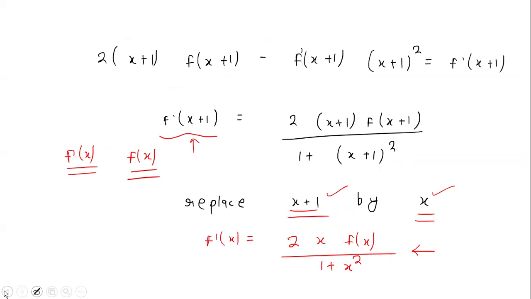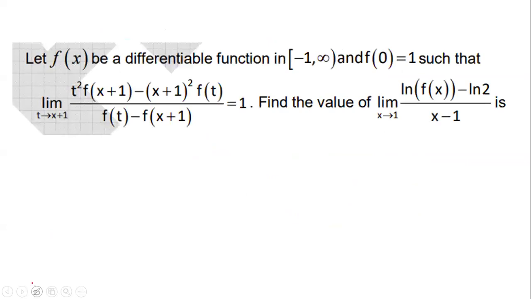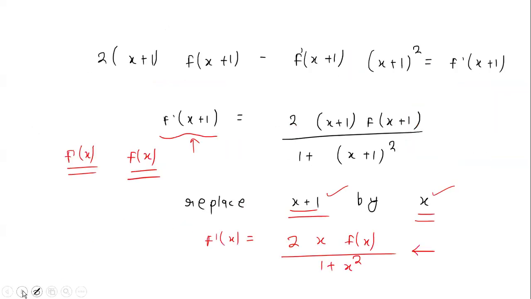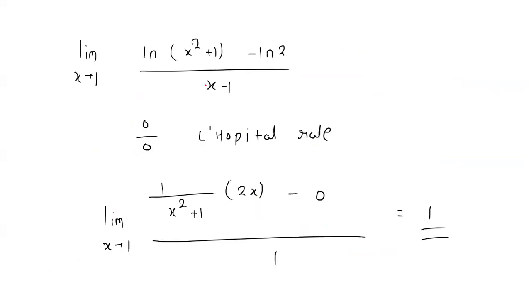Now we can easily find out this limit which is given in the problem. In this limit, you just replace f of x by x square plus 1, and then you can easily find out this limit. So let's see that limit. So we have this limit x tending to 1 ln of f of x minus ln 2 divided by x minus 1. So you can replace f of x by x square plus 1. Now if you see, if you put x is equal to 1, it will become like ln of 1 square plus 1 minus ln 2 divided by 1 minus 1, which is 0 by 0 form, again indeterminate form.